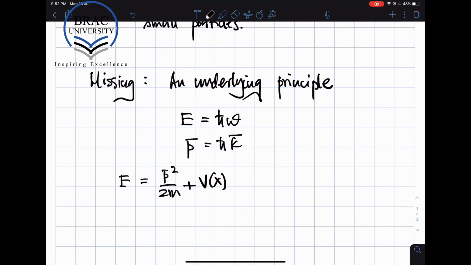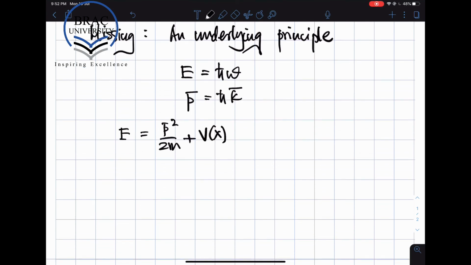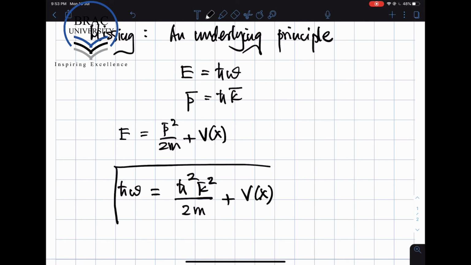Then if I use the de Broglie relationship in this equation, then I get a constraint on the relationship between omega and k. So what is that constraint? We get the constraint, which is h bar omega has to be equal to h bar squared k squared divided by 2m plus the potential energy. So the challenge was to come up with a wave equation from which this will follow naturally. So this is going to be our challenge for today.